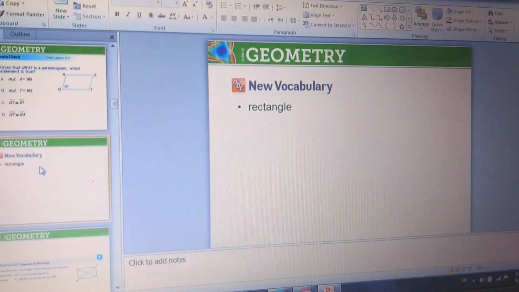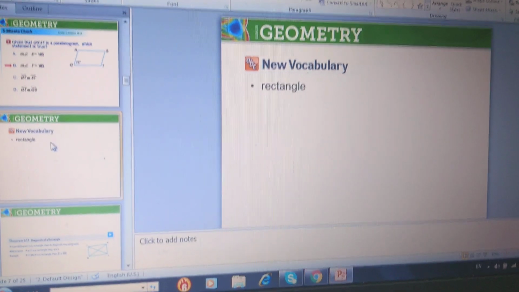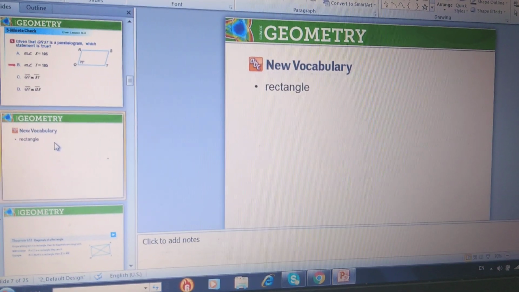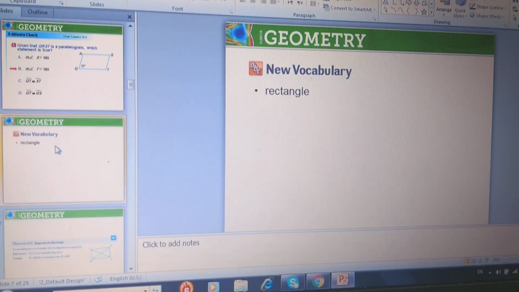Now we come to our new lesson, which is rectangle. Of course, before we start, boys, a rectangle is a kind of parallelogram, but it has extra properties.